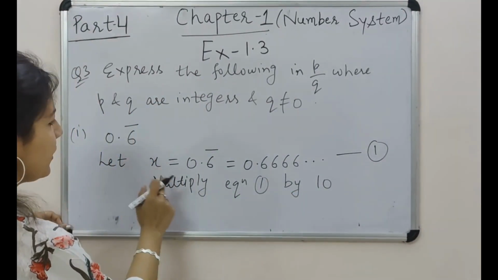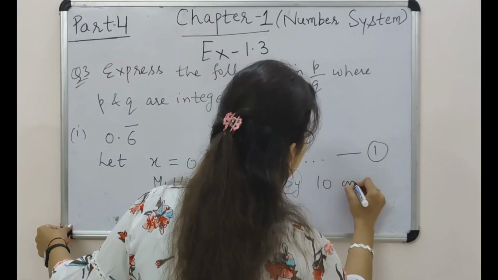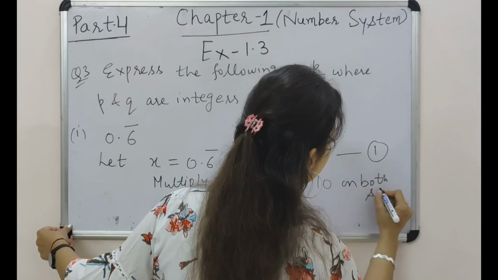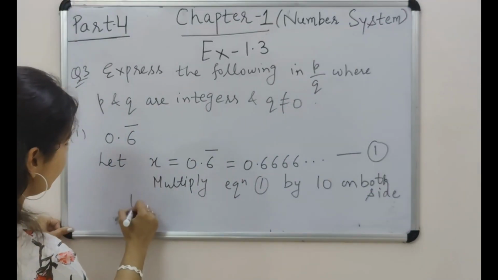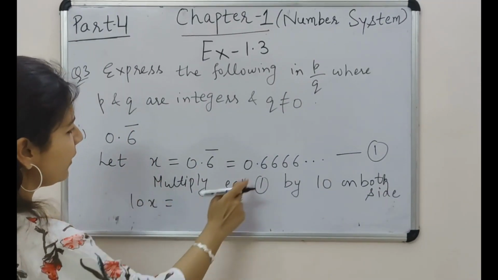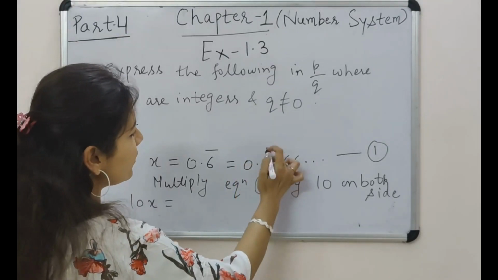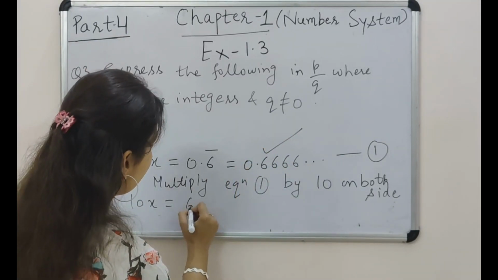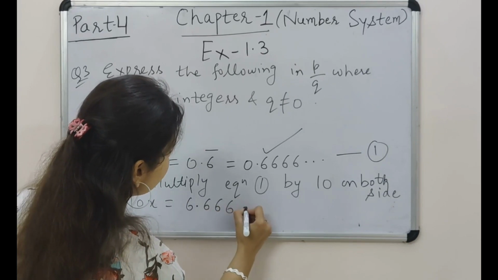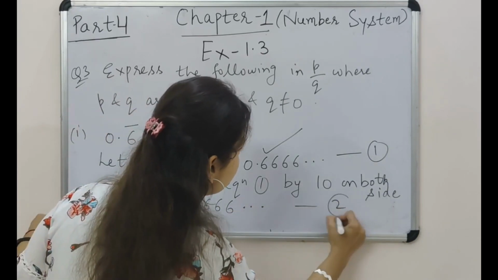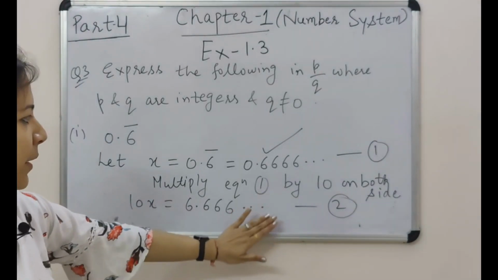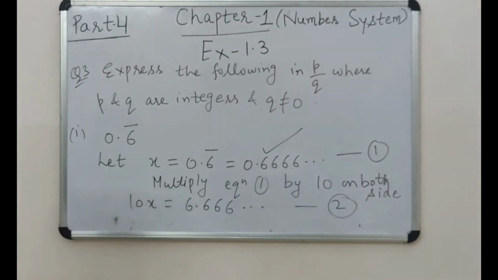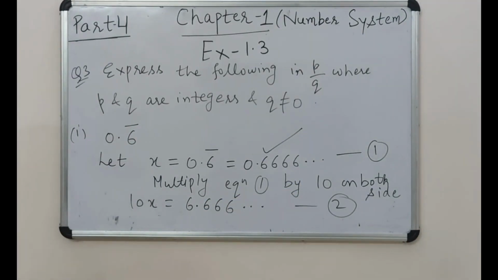After doing this, let's multiply the equation by 10 on both sides. When I am saying both sides, which means on left and right side, it becomes 10x on left hand side, and on right hand side when I am multiplying this value by 10, it will become 6.666 and carries on. And I am giving it equation number 2, the new equation which we have just got by multiplying the equation 1 by 10. Friends, what's the next step going to be?